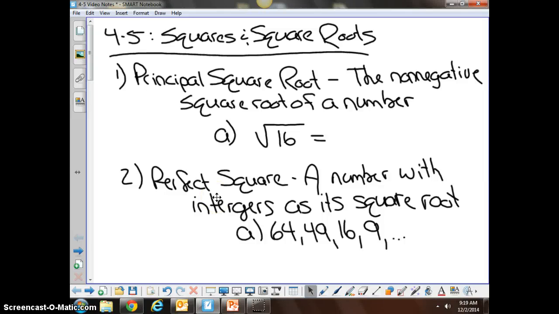Ladies and gentlemen, today we are working on squares and square roots. It is the 5th lesson of Chapter 4. A couple of vocabulary words to start off. First one, principal square root.